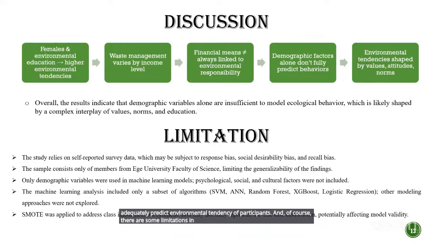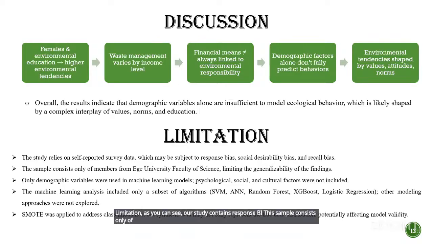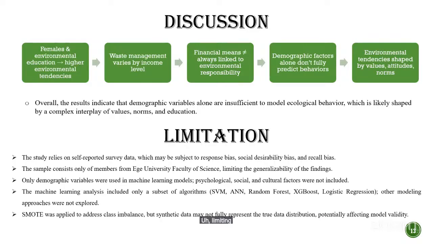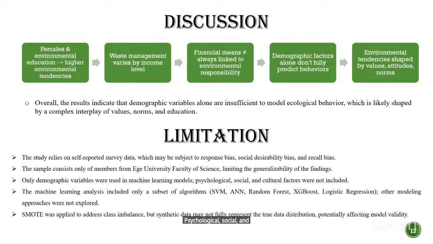Some of these limitations, as you can see: our study contains response bias. The sample consists only of members from a university faculty of science, limiting the generalizability of the findings. Only demographic variables were used in the machine learning models. Psychological, social, and cultural factors were not included.